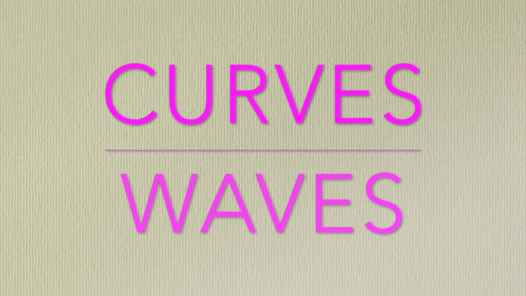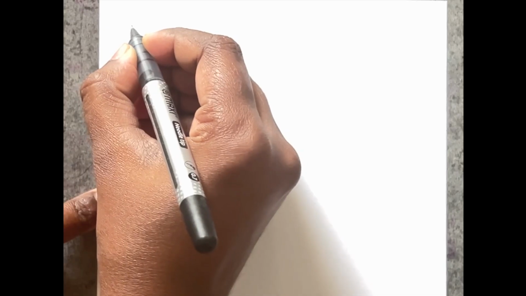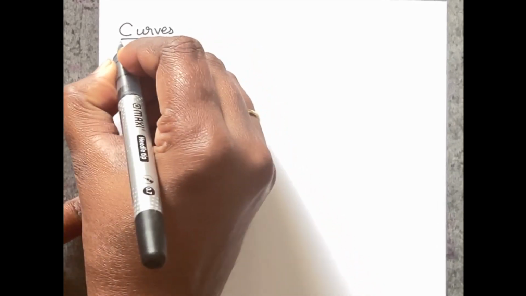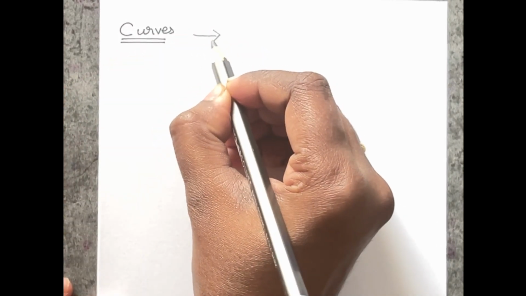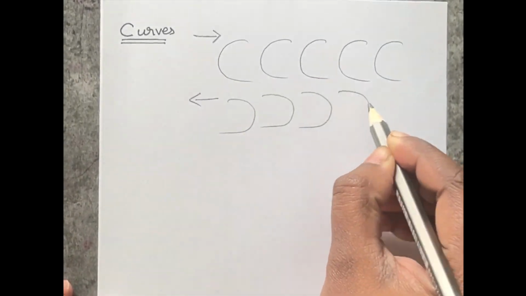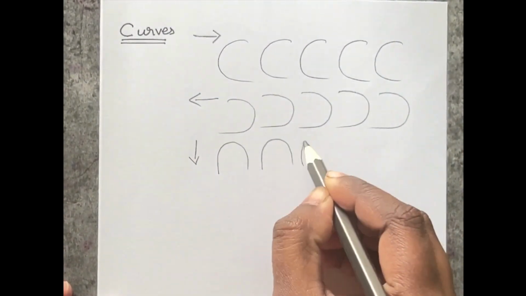In this video we are going to see about day 5 curves and waves. In drawing, a curve is a smooth continuous line or shape that bends without sharp angles. It can be open or closed and does not follow a straight path.